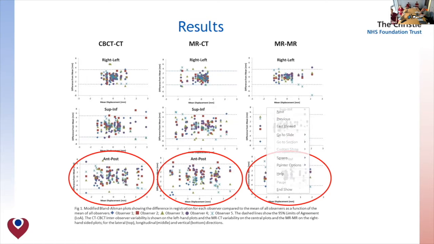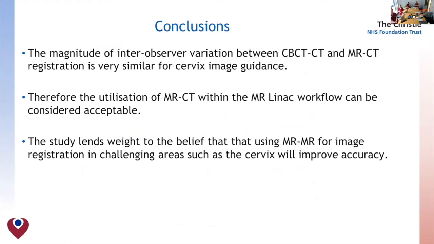So the obvious benefit that MR has, which we've seen while we're treating, which is far superior soft tissue contrast, appears not to readily translate to improvements in inter-observer agreement when we're registering images. So trying to think why that might be.